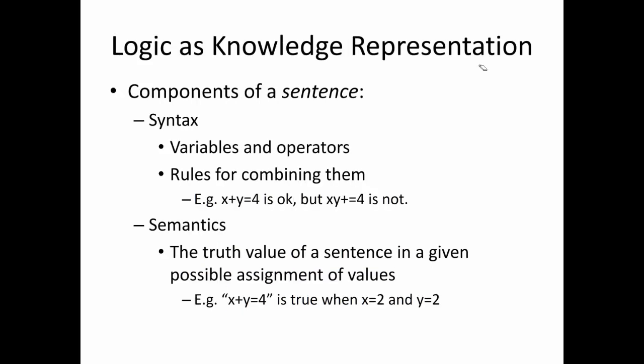When it comes to individual pieces of knowledge stored as sentences, there are 2 aspects of a sentence. One is the syntax, what is the grammatical structure, and then semantics is what's the meaning of that. For example, in math, x plus y equals 4 is a syntactically valid sentence, whereas xy plus equals 4 is not. And then the semantics is just a truth value. The sentence x plus y equals 4 is true if x equals 2 and y equals 2.